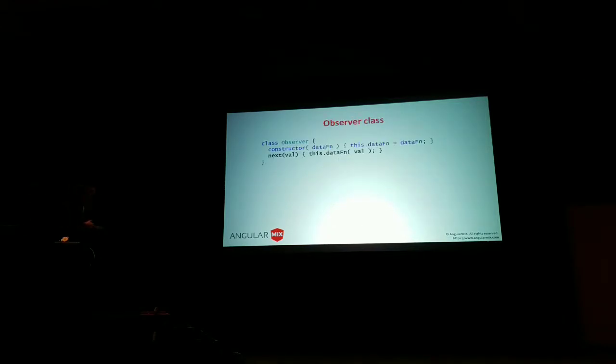So the observer is pretty simple at this point. The observer needs to have a constructor that takes in the data function. We need to save it for later usage. And for the next method, we actually need to use the data function when we say any values that we emit, we need to tell the data function about. So our data function in the subscribe is able to say, yay, I got a value. Right? You with me?